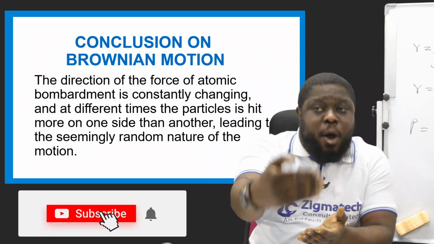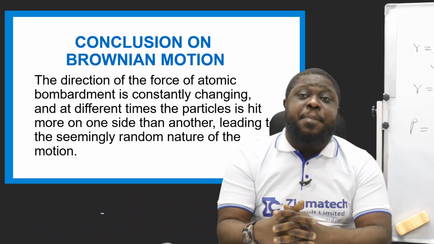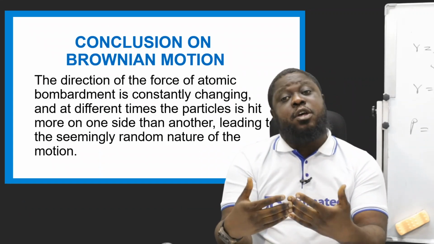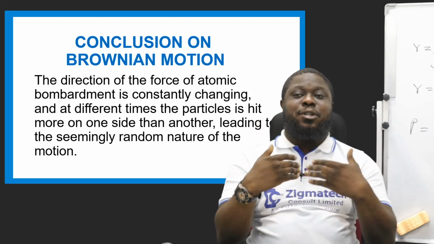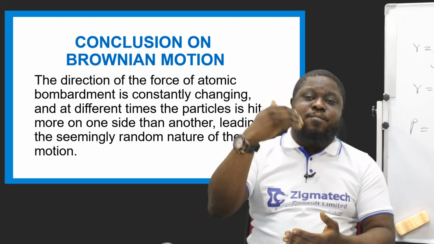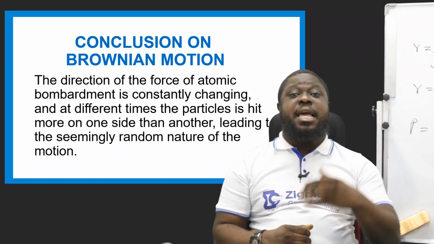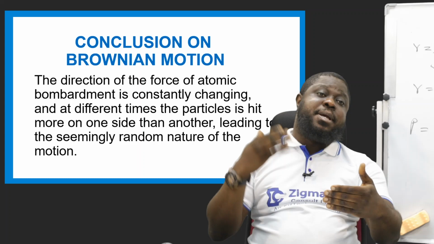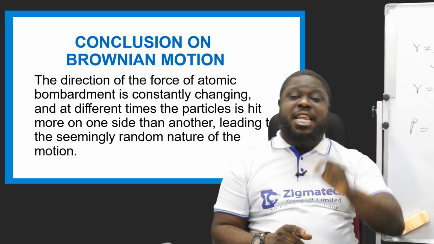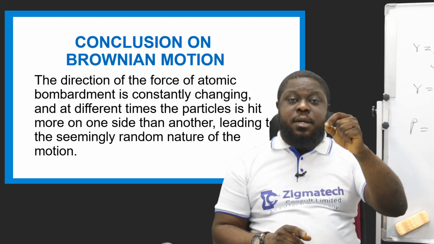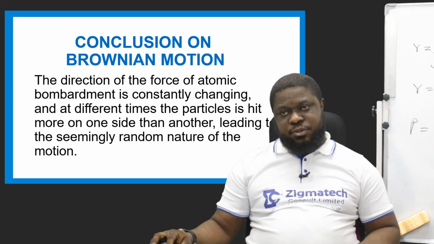So that's how they hit themselves. So they do not stop. At different times, they hit one side on another. So as they're hitting themselves, they cannot stop. So the random nature of motion is definitely going to take place. Because as I hit you, another person is hitting me, another person is hitting me. So we are moving steadily. At this particular point, kinetic theory has been established.